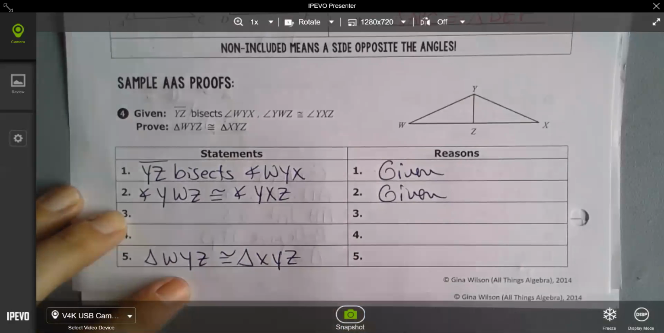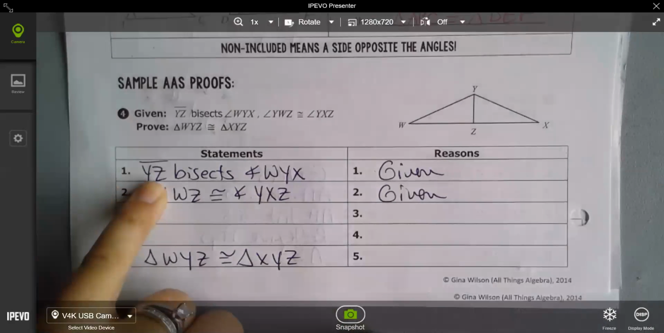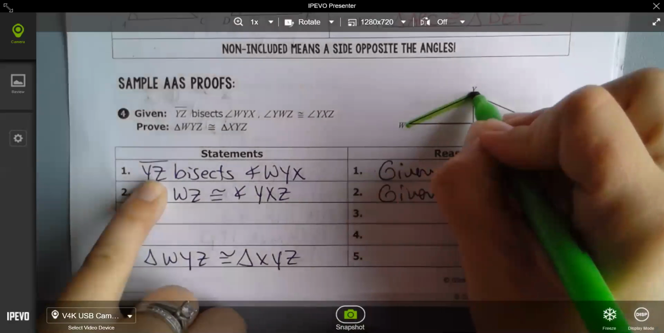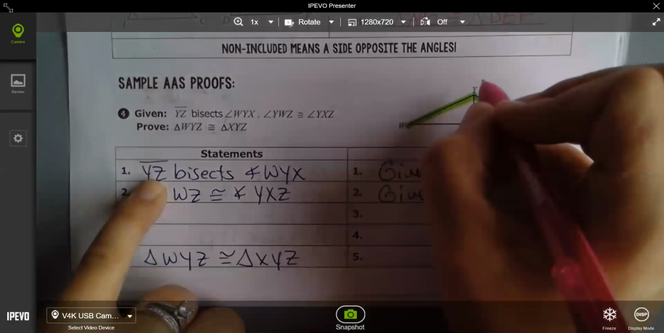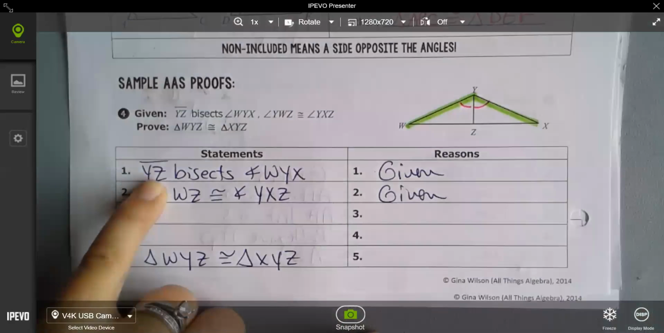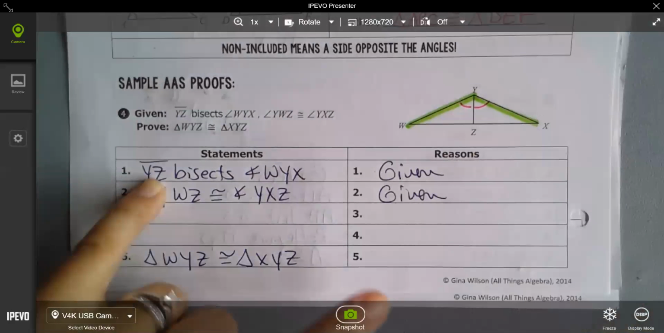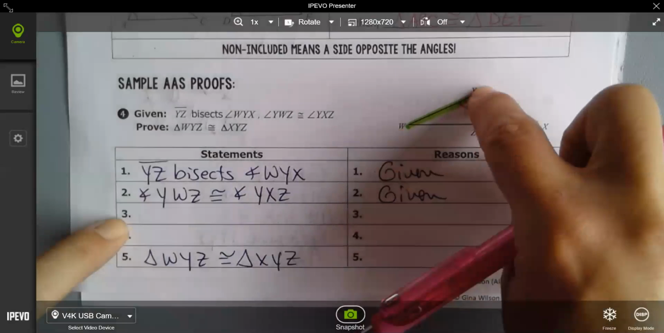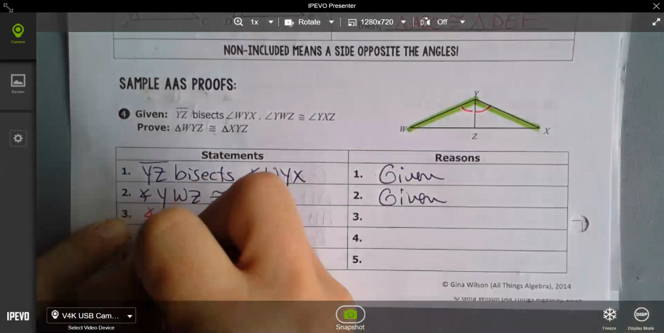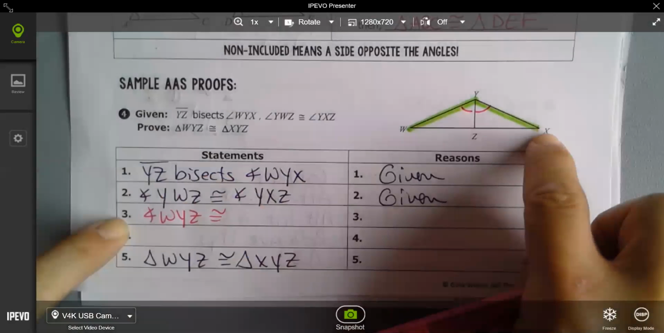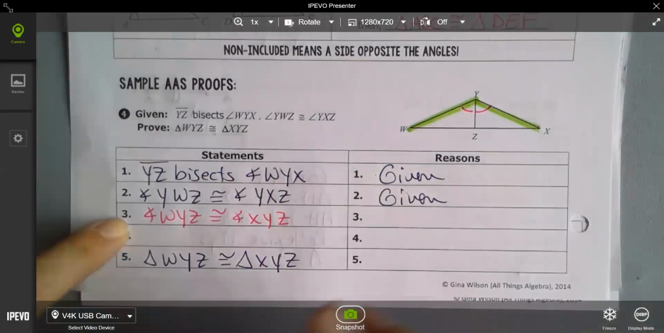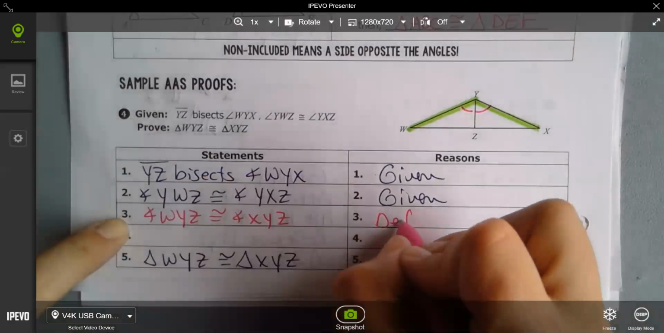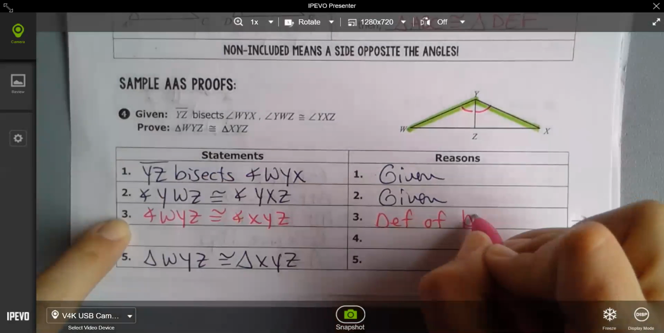All right, mark it up. So this says that YZ is going to bisect, cut in half, angle WYX. So if we are cutting that angle in half, that means that this angle and this angle are congruent to one another, which means I can write angle WYZ is congruent to angle XYZ because, how did I know that? Because we knew the definition of bisector.